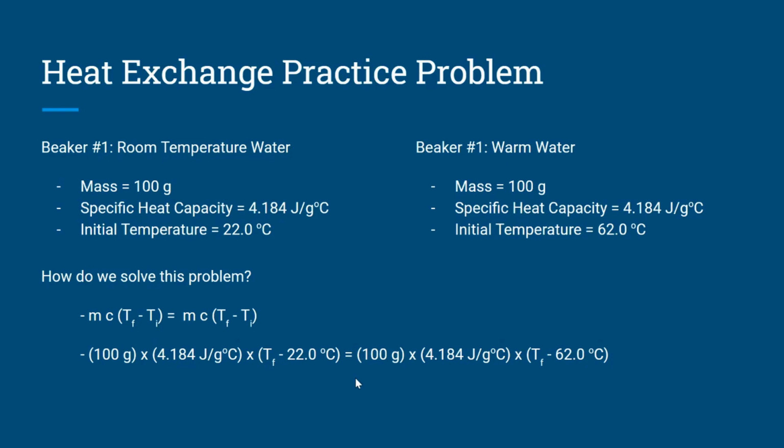Did you do it? All right, so if we've solved for TF very carefully with multiplying, dividing, subtracting, all of that, we should get a final temperature of 42 degrees Celsius. Now, it just so happens that this number is smack dab in the middle of these two values. But is it always going to be like that? Not necessarily. So that is how we can figure out the final temperature when we mix two substances at, well, in this case, the same substance at two different temperatures.